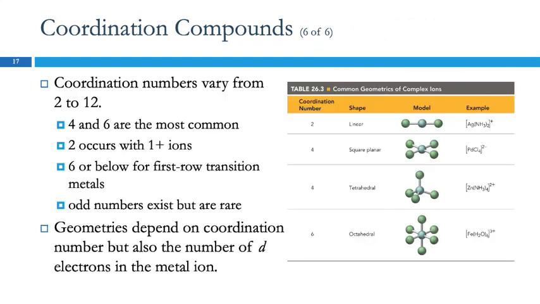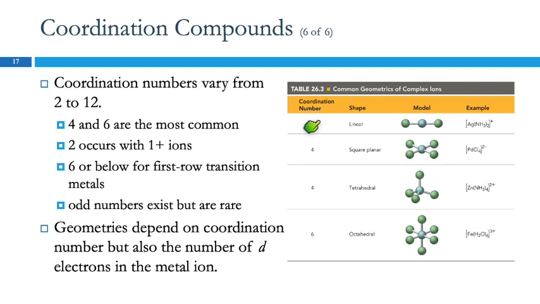Coordination numbers range from 2 to 12. 4 and 6 are most common. You're going to see 2 happening with the 1+ ions. 6 or less for the first row transition elements. Some of them have odd numbers, but those are unusual. The geometries that these make depend on the coordination number, but also on the number of d electrons that are in the metal ion.